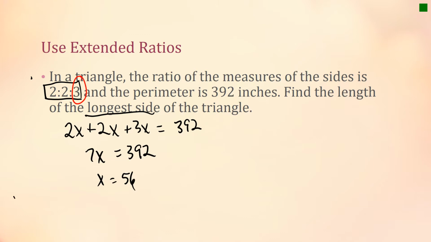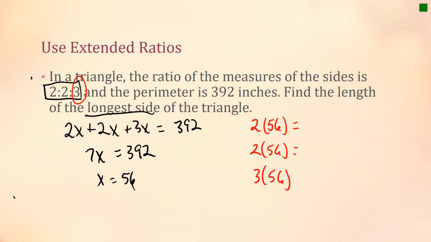Now, since it's asking me for the longest side, I could just say, well, obviously that's got to be the longest side, 3. But just for the sake of fun, we're going to find the length of all three sides. So 2 times x, or 56, that's the length of one side. The other side is also 2 times 56. And then finally, the third side is 3 times 56.